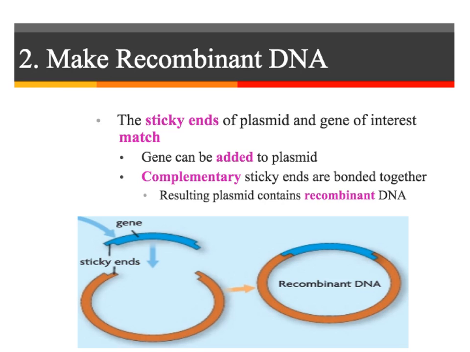All right, so after we've cut it using our restriction enzymes, we have our sticky ends exposed, and because you're using the same restriction enzyme, they're going to be complementary. Next week we're going to do an activity where you're actually going to be doing this with paper so you can see the complementary sticky ends. The genes then are added, the complementary ends stick and are bonded together, resulting in a recombinant DNA.